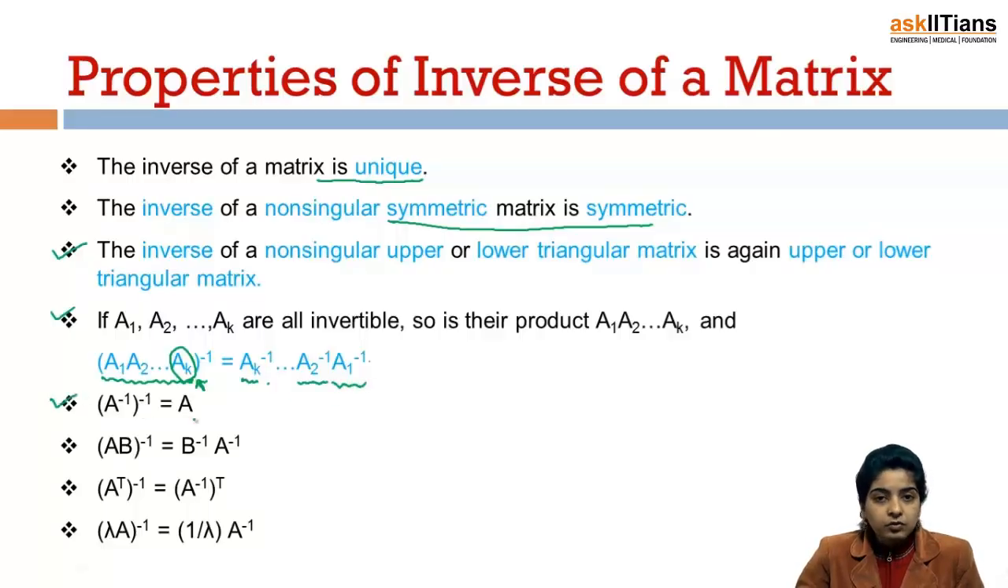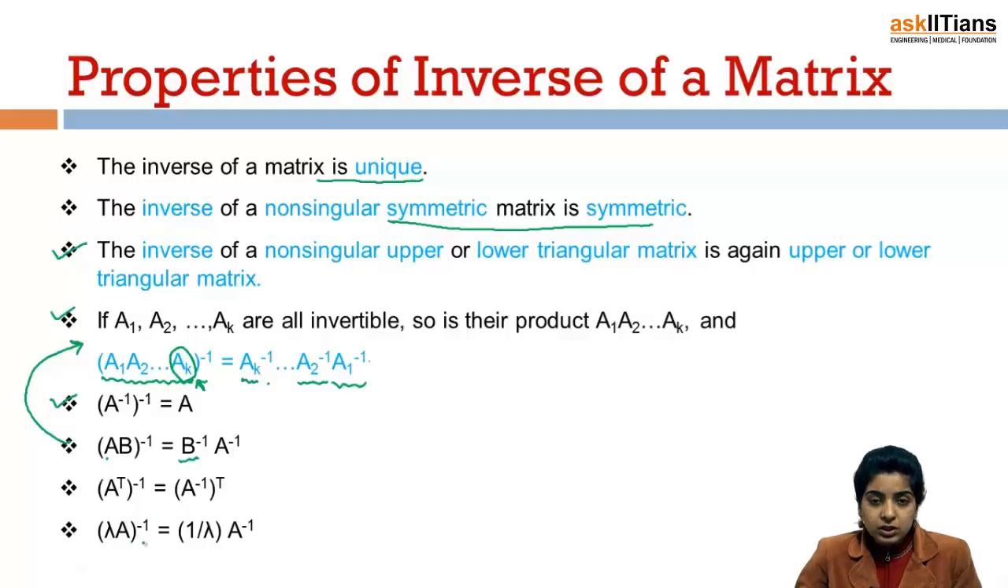Inverse of A inverse would be equal to A, that is quite obvious. Then again, AB whole inverse is B inverse A inverse. This is in fact a particular case of this. The inverse of the product of two matrices would be equal to the product of the individual inverses, but in reverse order. Now, A transpose inverse is A inverse transpose. If you find the inverse of the transpose of a matrix or the transpose of the inverse of a matrix, both these quantities are the same.